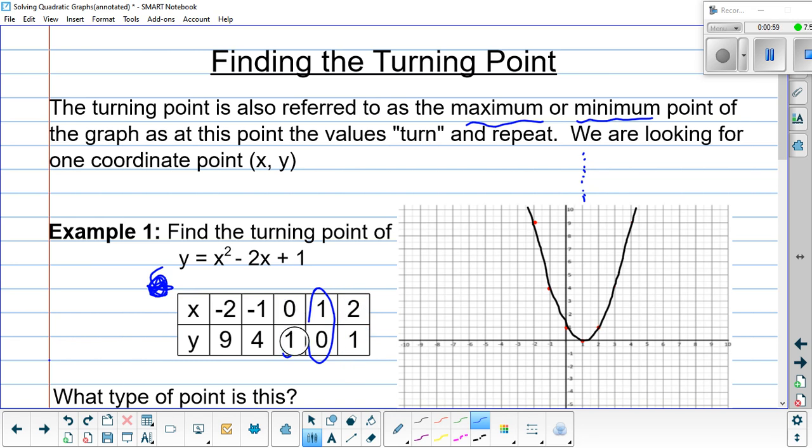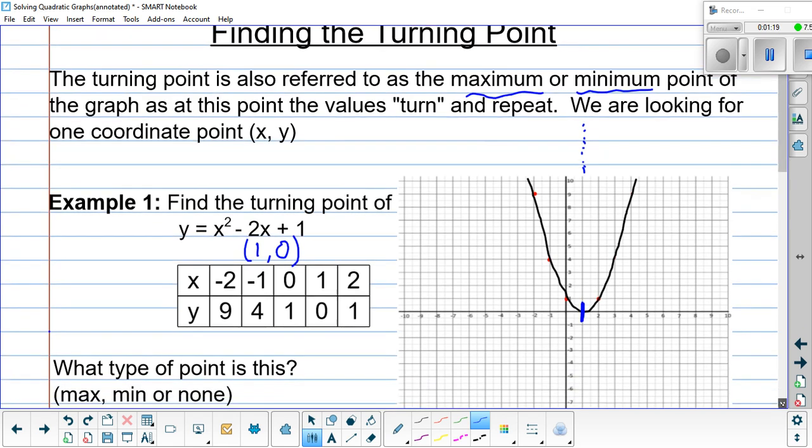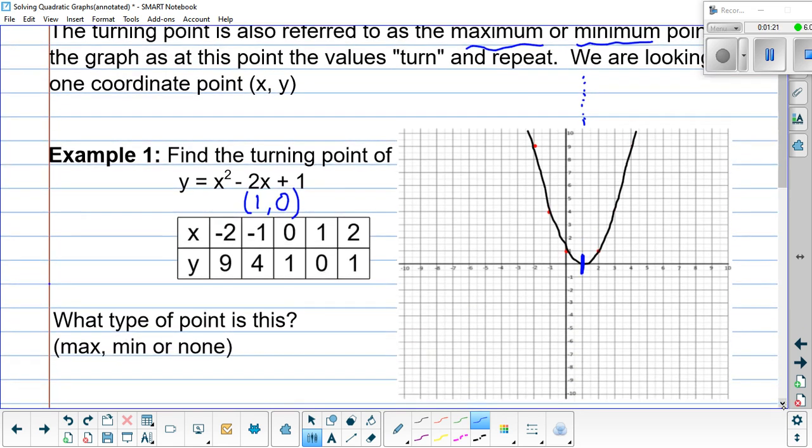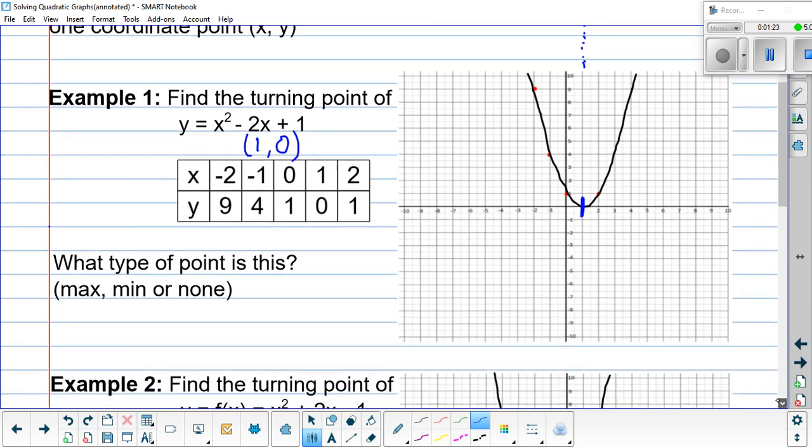Now, we want to do this graphically, without a table of values, because you're not always going to be given a table of values. Sometimes you'll just be given a graph. So we can always look here and ask, where is it? It's right there. That is our point 1, 0. Graphically, they actually just want you to look and observe. If you're lucky enough to be given a table of values, obviously check your work.